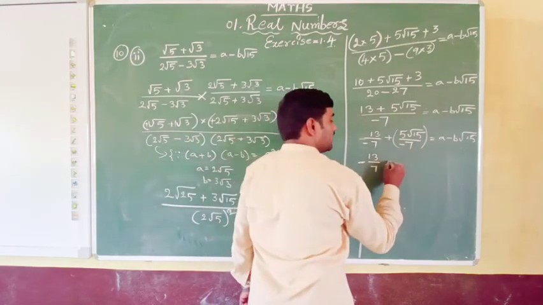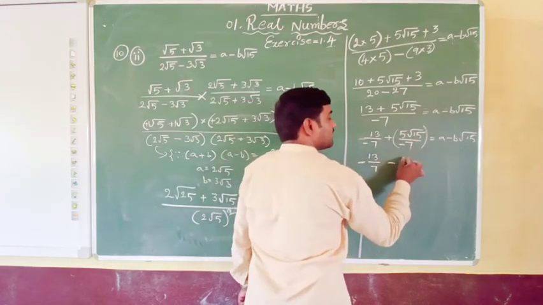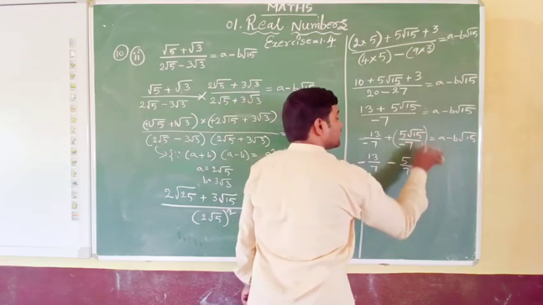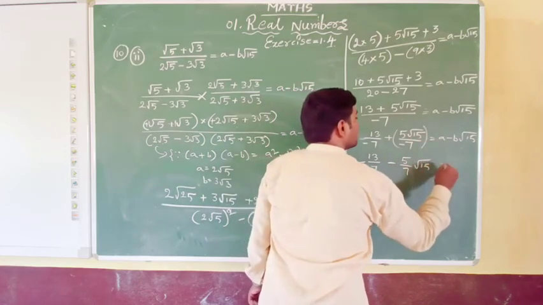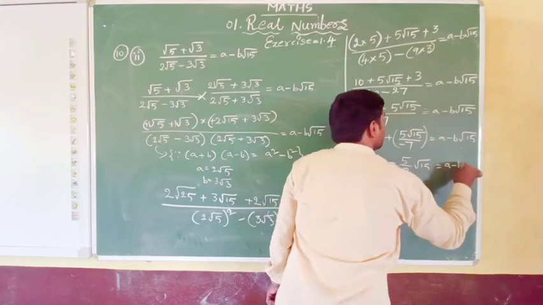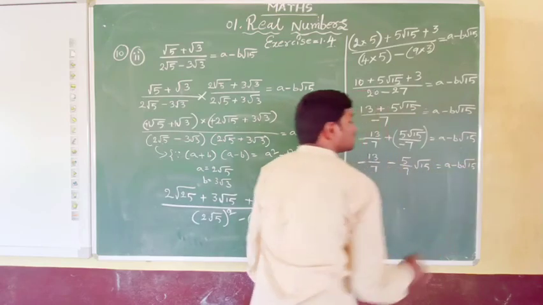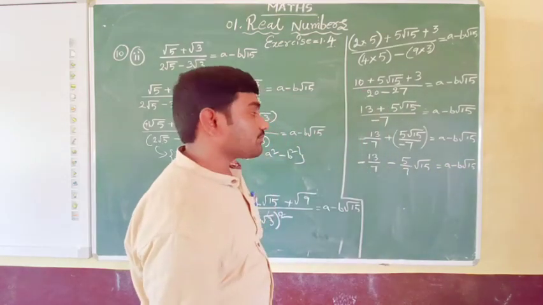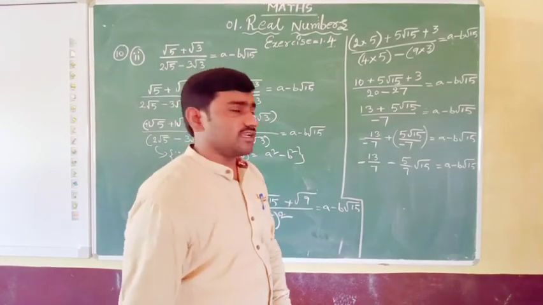Okay, plus into minus is minus. This 5 by 7 I will write, 5 by 7, here this I will write as root 15. That equals a minus b root 15. Now if you see, we can compare the numbers. We can compare the numbers very easily.